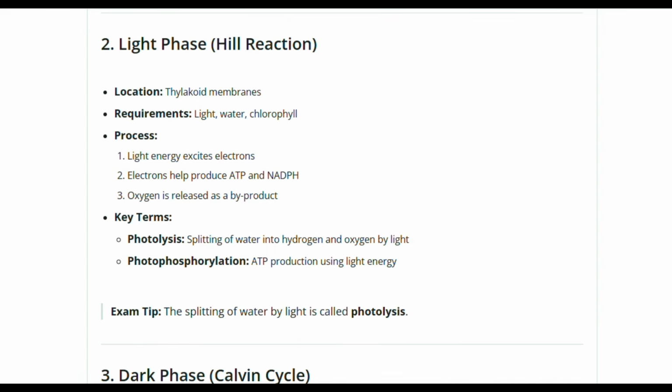Photophosphorylation is the ATP production using light energy. Exam tip: the splitting of water by light is called photolysis. Don't forget this term. If I find that you forget this term, I will find you.